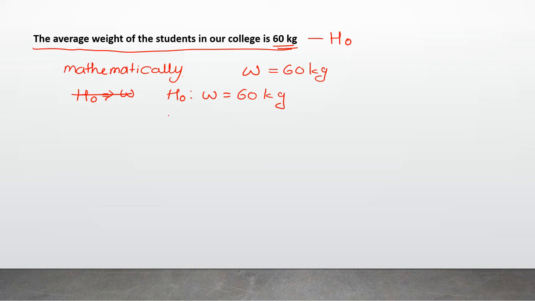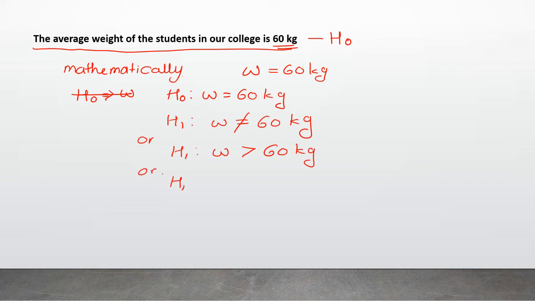Now H1 will be what? The weight is not equal to 60 kg. Or I can even write H1 as the weight of the students in our college is greater than 60 kg. Or I can write it as the weight of the students is less than 60 kg. Writing H1 as weight not equal to 60 kg is quite direct.